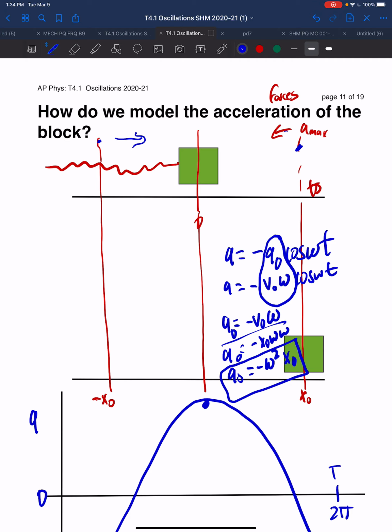Now what I'll point out here is that this is basically saying that the acceleration is opposite and proportional, with constant of proportionality omega squared, to the displacement. The maximum acceleration is opposite and proportional to the maximum displacement, which is the original definition of simple harmonic motion. Acceleration is opposite and proportional to the displacement.